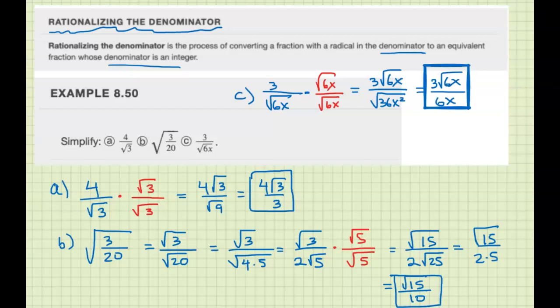Okay, nice. That's what rationalizing the denominator is. We're going to go over a few more examples with variations, with cube roots and fourth roots, and see how that works.